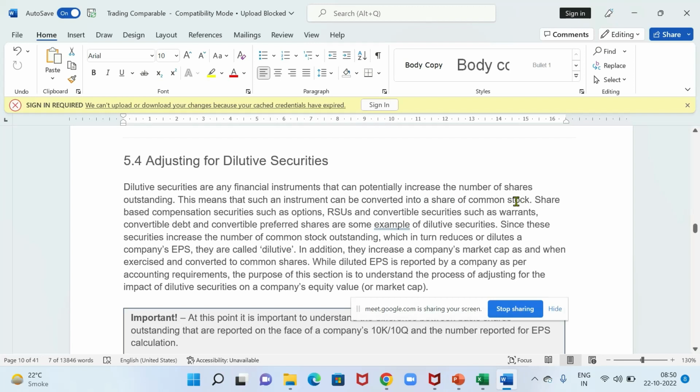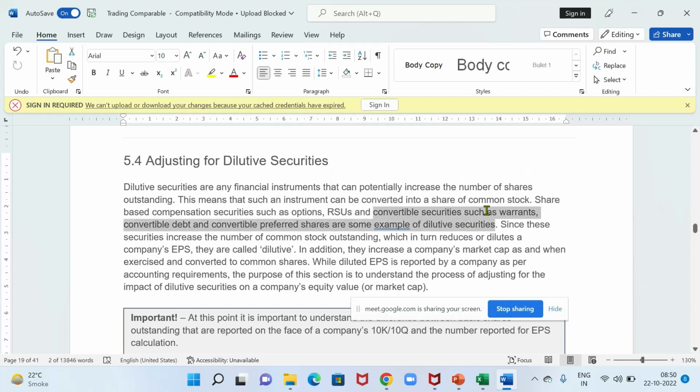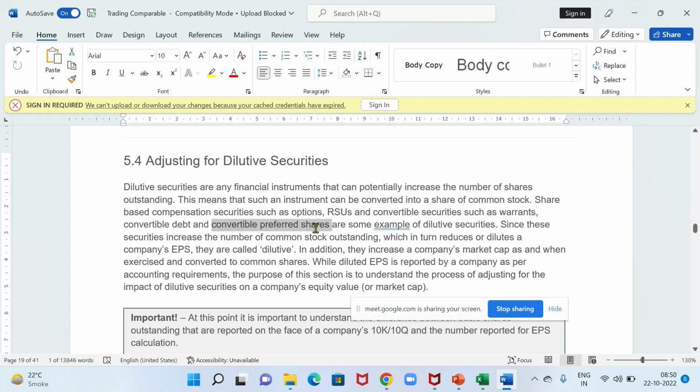So, what are these kinds of securities? These are basically share-based compensations. Convertibles we have already discussed. So, these are share-based compensation securities like options, RSUs, which are restricted stock units. Convertible securities we have done. It could be warrants. Warrants are nothing but longer dated options. There could be convertible preferred, convertible debt that we have already discussed.